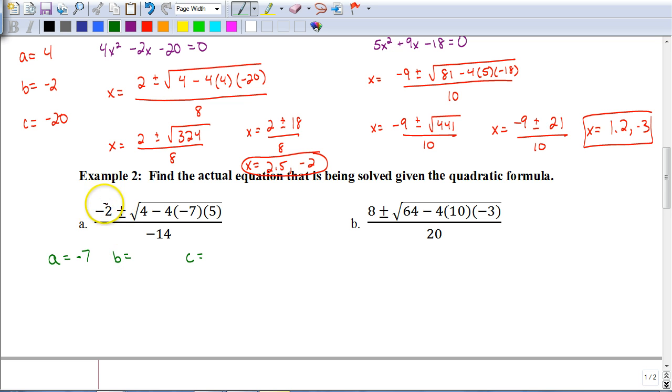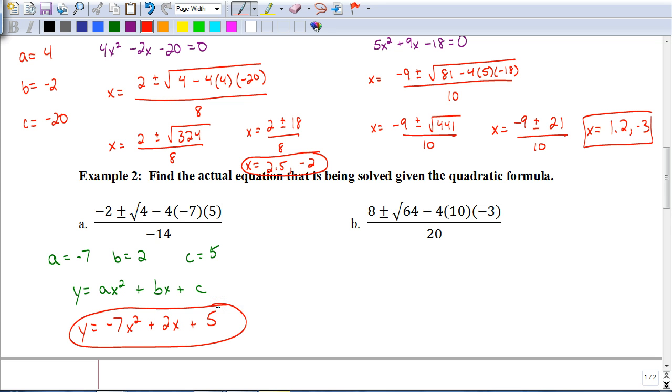B, remember out front here, this is the opposite of b. So negative 2 is the opposite of what b is. That means b is a positive 2. C, remember again, back inside of the radical here, we have 4 times a times c. C would be 5. We're going to put this into standard form, ax squared plus bx plus c. So that tells me that my answer for this, the equation that they're solving, is this one. That's y equals negative 7x squared, and then it'd be plus b, so plus 2x plus c, which would be 5.